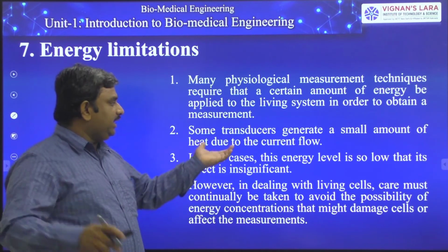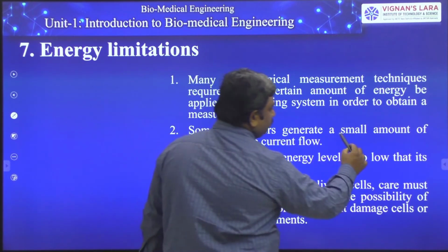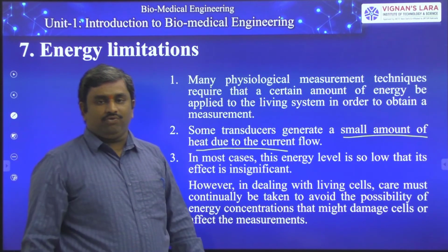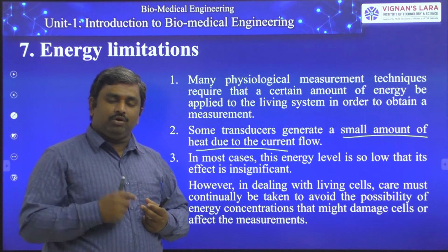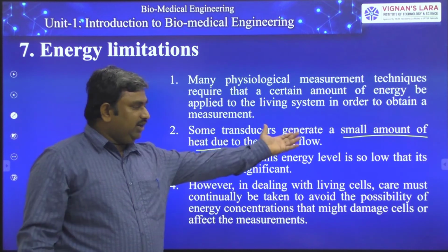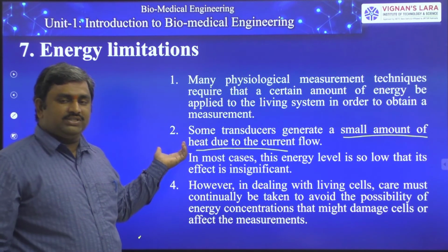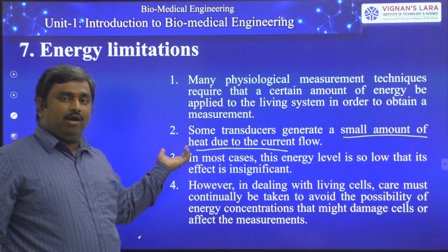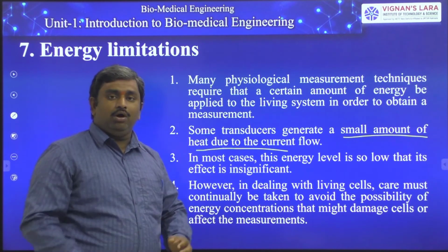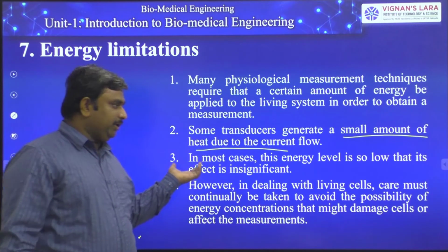If you are sending more than that, a small excess amount, for example, some transducers generate a small amount of heat in the current flow. When the body is connected to the electrode, some voltage enters the human body, and at that time it will generate some heat. A small amount of heat will be generated. If you are sending a high amount of current flow, then a large amount of burning may also be caused on the human body. So that is the biggest problem.